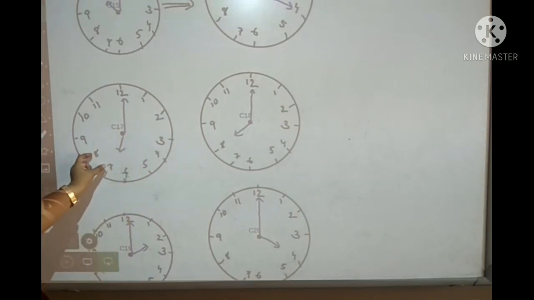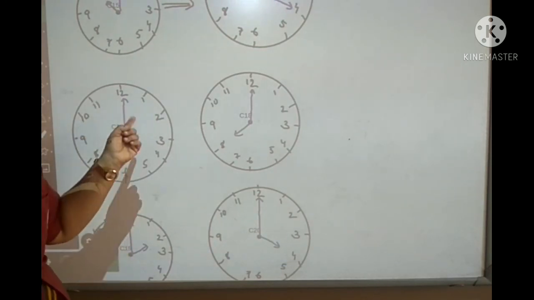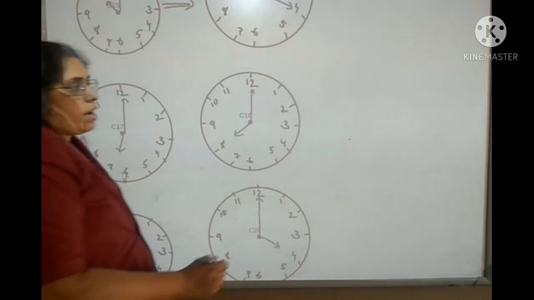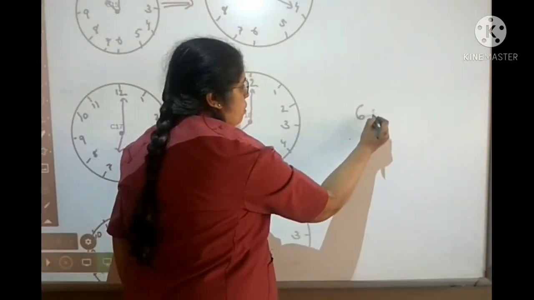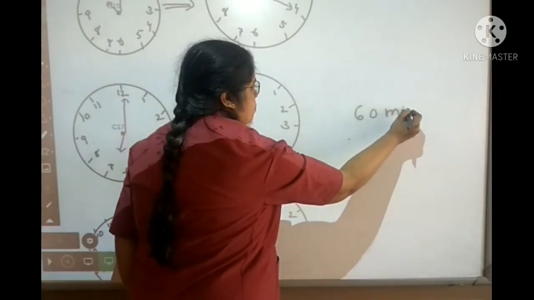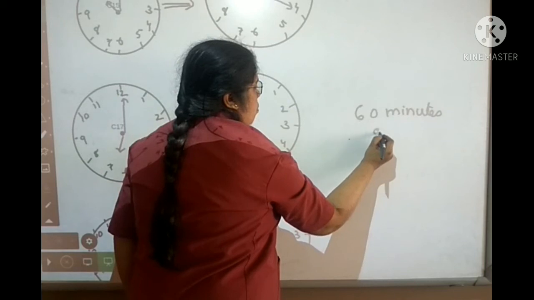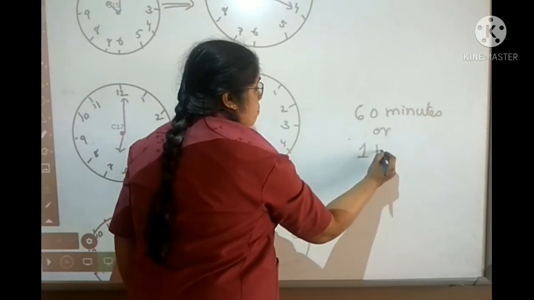That means if the hour hand shifts from one number to the next number, that means it should be 1 hour, 60 minutes. You can write 60 minutes or 1 hour.